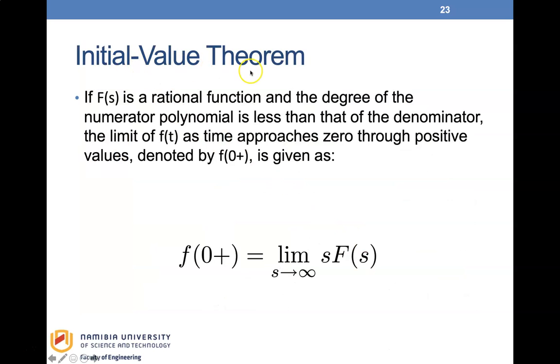So the initial value theorem states that if F of s is a rational function and the degree of the numerator polynomial is less than that of the denominator, the limit of f of t as time approaches 0 through positive values, denoted by f of 0 plus, is given by this equation: f of 0 plus is equal to the limit as s tends to infinity of s F of s. So that is time domain, complex domain, or frequency domain.